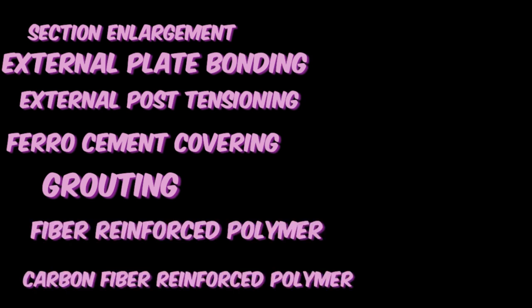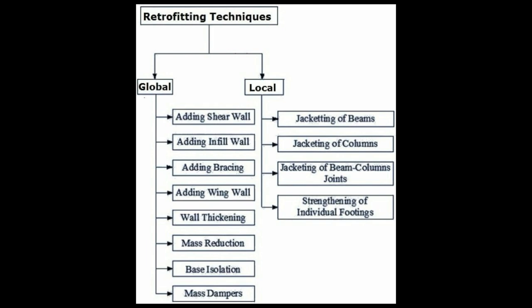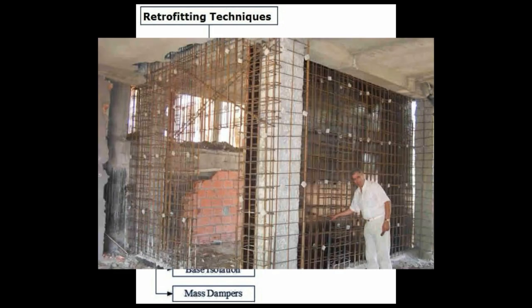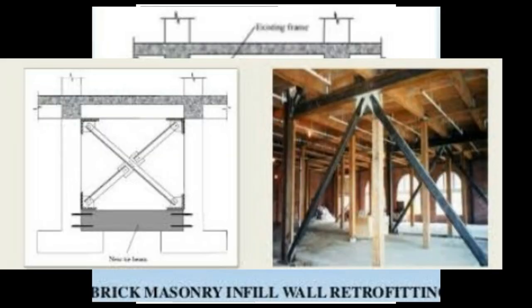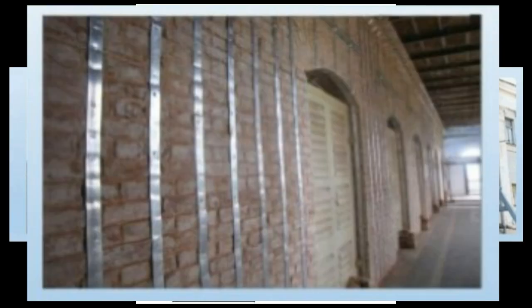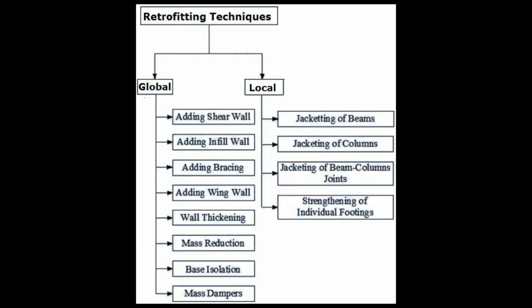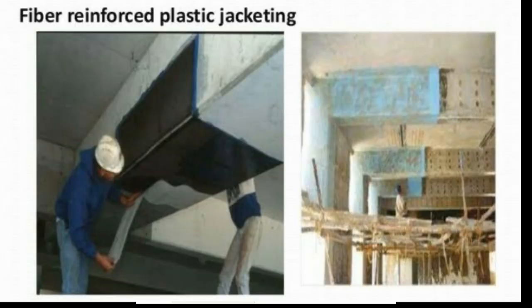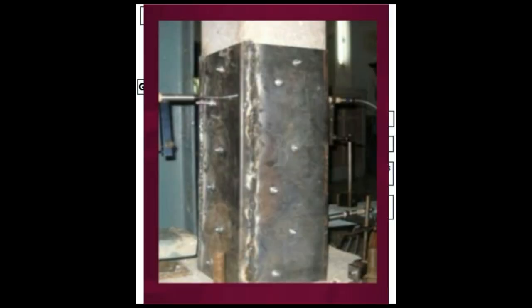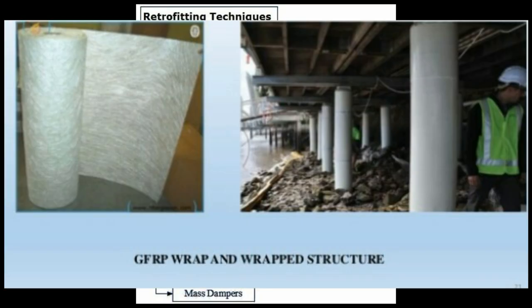Those are the common retrofitting methods used for concrete structures. Moreover, there is another way of categorizing the methods used in retrofitting structures made of reinforced concrete, and this is by local and global techniques. Global techniques include adding shear wall, adding infill wall, adding bracing, adding wing wall, wall thickening, mass reduction, base isolation, and mass dampers. While local techniques include jacketing of beams, jacketing of columns, jacketing of beam-column joints, and strengthening of individual footings.